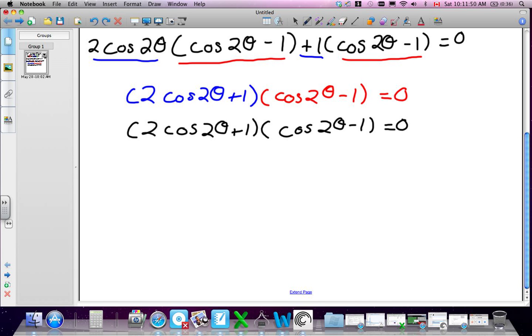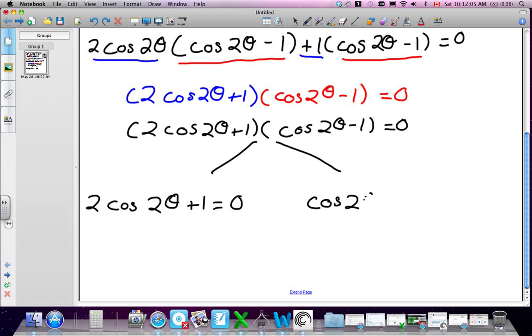Yeah, so we're going to split both of these. We're going to set up two equations. So we have 2 cos 2 theta plus 1 is equal to 0. And we have cos 2 theta minus 1 is equal to 0. So we're going to solve for two separate equations. So let's go through our first one, the one on our right.